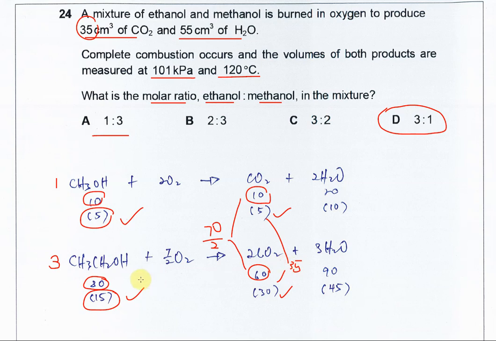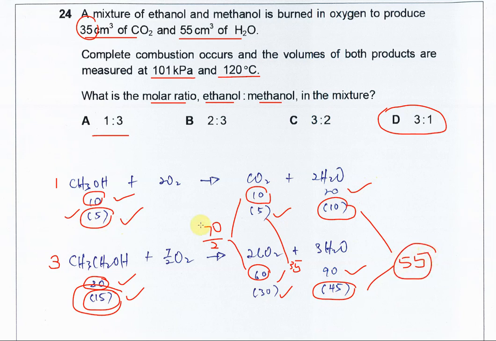Now we try to use the same ratio to get the volume of H2O, the water vapor. So 30 cm3 will form 90 cm3 of H2O from the ethanol combustion, and 10 cm3 will form 20 from the combustion of methanol. If now we halve it again, let's say we use 5, so we will get 10. If we use 15, we get 45, it's 3 times. So we sum up these two, we get 55.